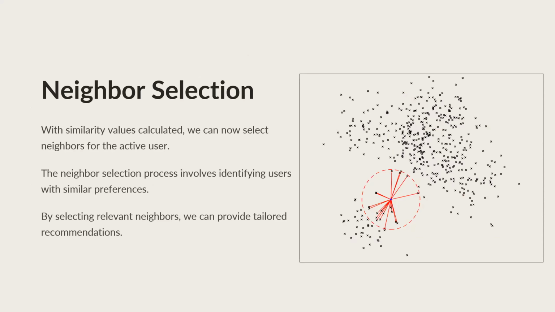With similarity values calculated, we can now select neighbors for the active user. The neighbor selection process involves identifying users whose preferences are most similar to the active user's and forming a set of neighbors based on these similarities. By selecting relevant neighbors, we can ensure that the recommendations provided are tailored to the active user's preferences, enhancing the overall user experience.